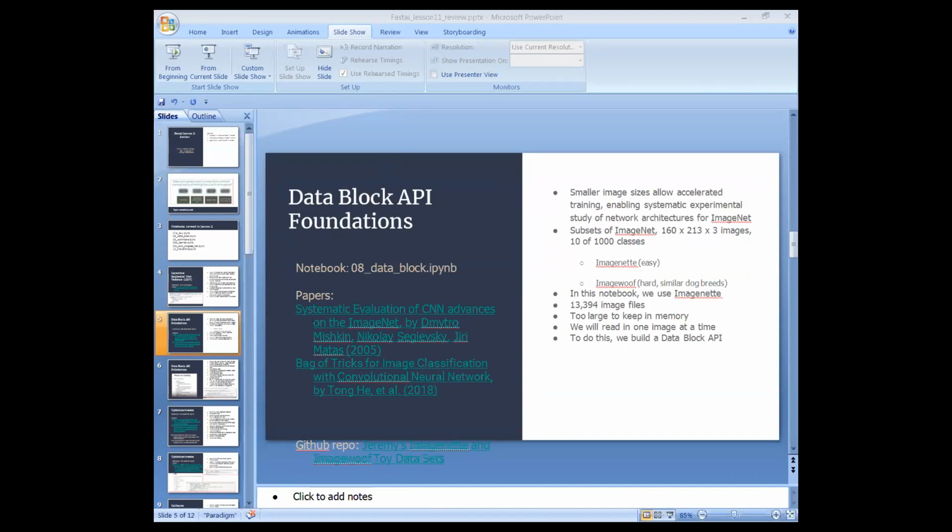Okay, so then the next notebook is notebook 8, which is the data block. Jeremy first talks about how he got this idea from a paper by Dmytro Mishkin, Nikolay Sergievskiy, and Jiri Matas.